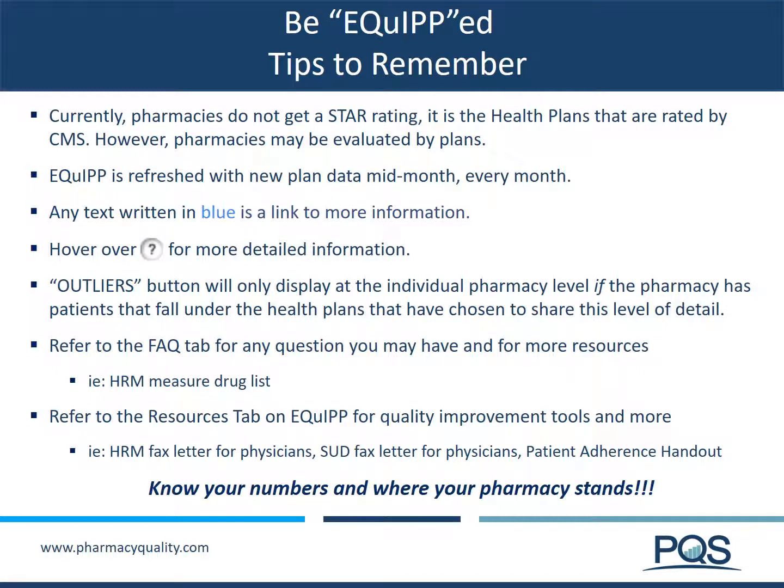An outliers button will only display at the individual pharmacy level if the pharmacy has patients that fall under the health plan that has chosen to share that level of detail. Refer to the FAQ tab for any question you may have. Use it as your first line of defense. Refer to the Resources tab on EQuIPP for quality improvement tools and more. Know your numbers and where your pharmacy stands. Thank you.